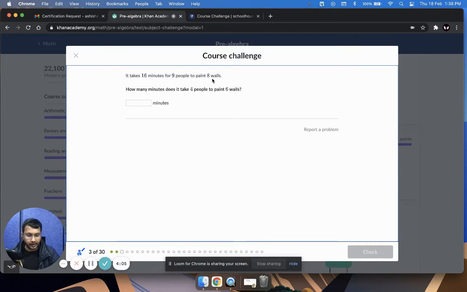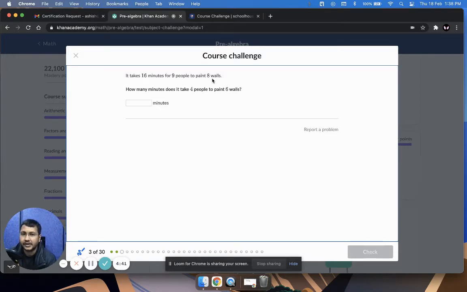Awesome. I'll do it again in case it's confusing. It takes 16 minutes for 9 people to paint 8 walls. So how many total minutes of wall painting did we have? 16 minutes for one person, 32 minutes for two, and so on. 16 times 9 is 144 minutes of painting for all 9 people. Using these 144 minutes, we painted 8 walls, so one wall takes 18 minutes. The question is simplified: it takes 18 minutes to paint one wall. Now, how many walls do we want to paint?